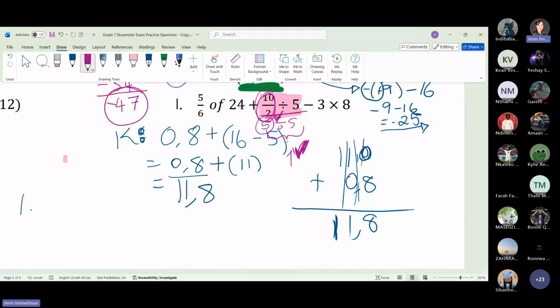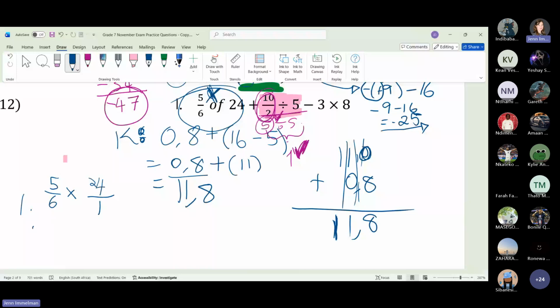Show all steps. Now that I'm done with that, let's focus on the multiplication. "Of" in math means times. You should know this off by heart by now. So I'm going to focus on this first. I have 5 over 6 of, which in math is times 24. I turn 24 into a fraction by putting it over 1. Then with my fractions, top times top, bottom times bottom.